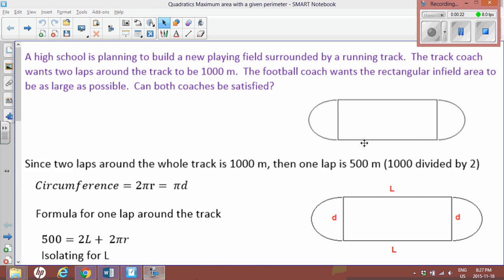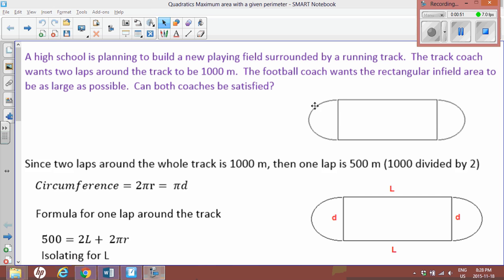So here's the track. Here's the infield where the football coach wants to maximize. And the track will be all the way around the whole thing, with these two semicircles together making one circle. Okay. Since 2 laps around the whole track are 1,000 meters, then 1 lap is 500. So we just divided 1,000 by 2 to get that.